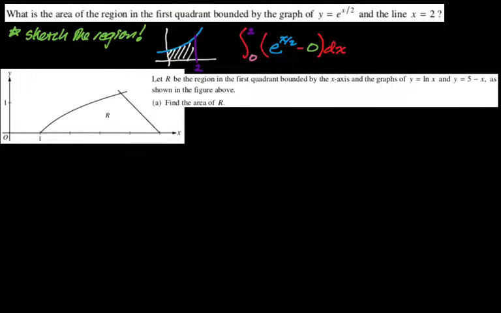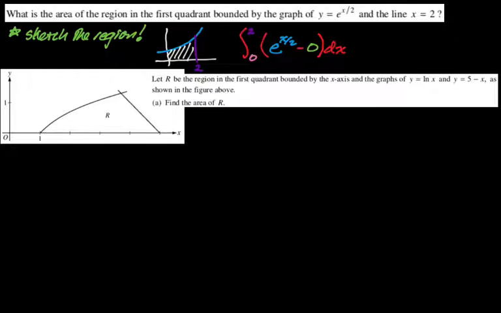All right, another problem showed up magically. Let R be the region in the first quadrant bounded by the x-axis and the graphs of y equals the natural log of x and y equals 5 minus x, as shown in the figure above. Find the area of R. You can actually do this in terms of x if you want to. I think the classier way is to do this in terms of y, because to do it in terms of x, you need 2 integrals, which will be like natural log of x from 1 to something, and then 5 minus x from something to 5, I guess. So that would be 2 integrals. It'll give the answer, and that's totally fine.